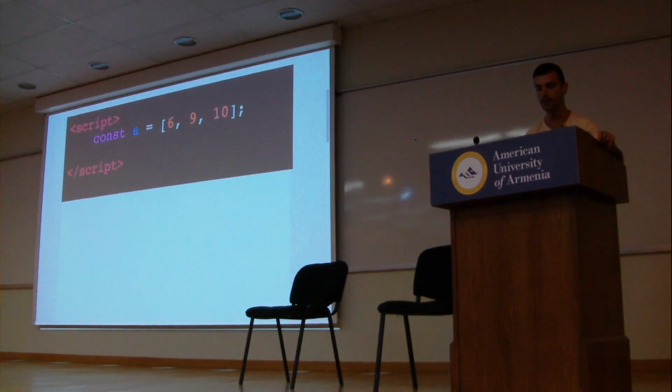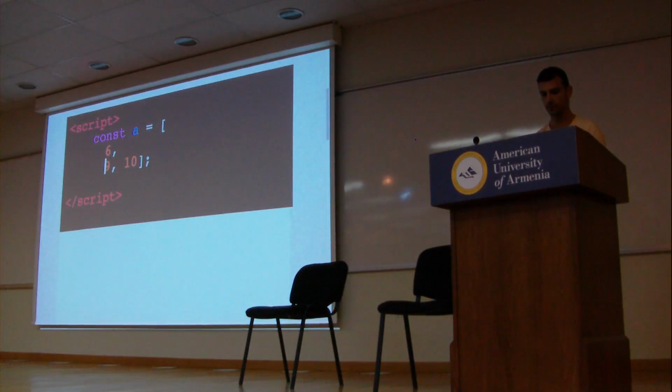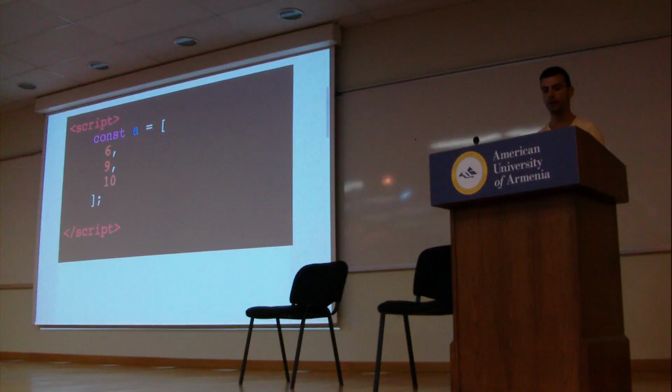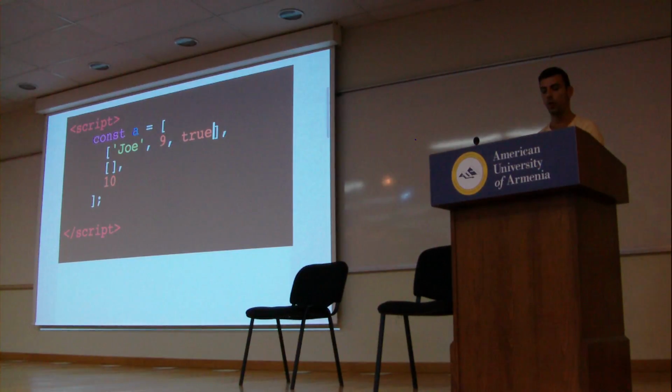Well, if we understand this, then this should also be easy. Imagine, let me write it like this, just to make it easier. This is exactly the same. I'm just adding more lines. And now, instead of putting a 6, I'm going to put another array. Instead of putting a 9, I'll put another array. I'll keep 10 as 10, because why not? This array has something like Joe, a 9, and a true. What kind of value is this? String. What kind of value is this? What kind of value is this?